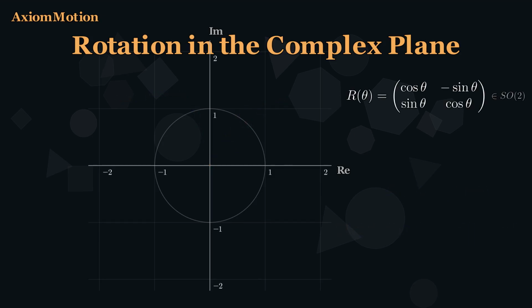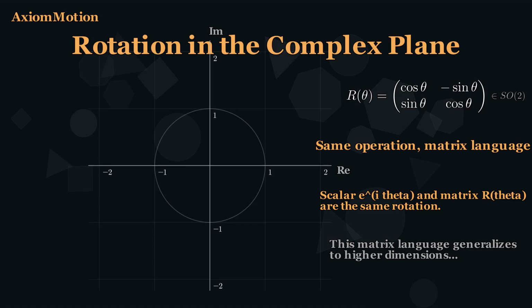There is another way to see this same rotation. In the language of matrices, multiplying by e to the i theta is the same as applying the 2x2 rotation matrix R of theta with cosine and sine entries. Same operation, different notation. And here is the key insight for what comes next. This matrix language generalizes to higher dimensions, to unitary matrices, to quantum mechanics.